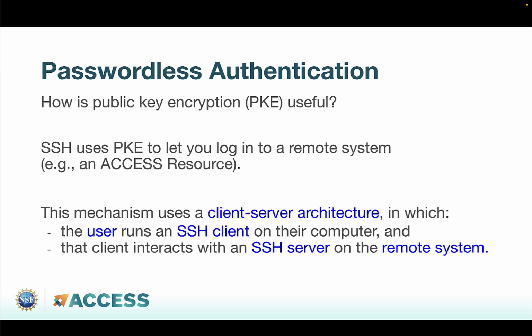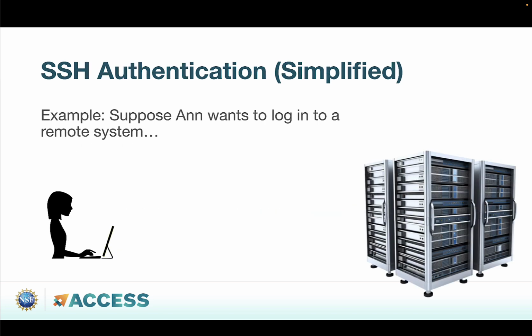How is this public key encryption useful? SSH uses public key encryption to let you use your computer to log into a remote system, such as an access resource. The fancy name for this is authentication. SSH lets you authenticate your identity to the remote system. To do this, SSH uses a client-server architecture. The user runs an SSH client on their computer. That client interacts with an SSH server running on the remote system.